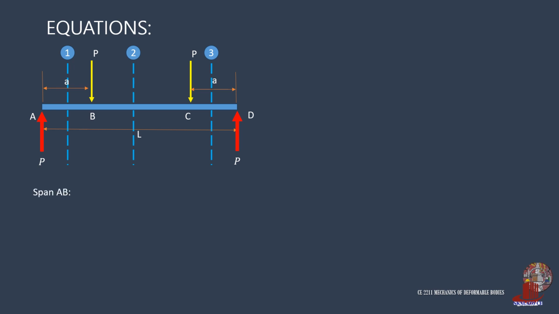Now focus on span AB, which covers the length of X from 0 to A. Redrawing the beam, place the length of X from the left support with reaction P. Also designate the positive shear and moment at the cut section. The standard positive shear points downwards and the standard positive moment rotates counterclockwise to make the beam smile.